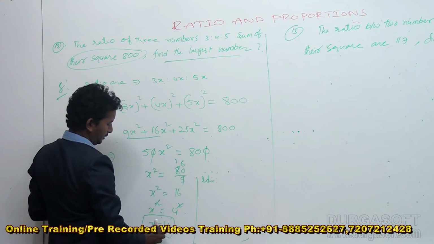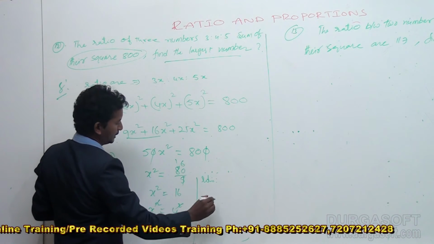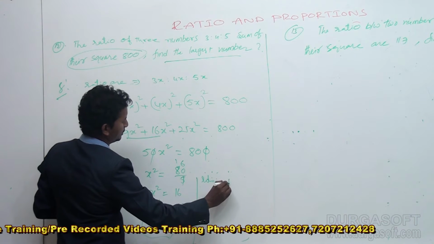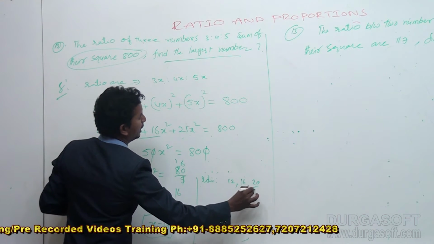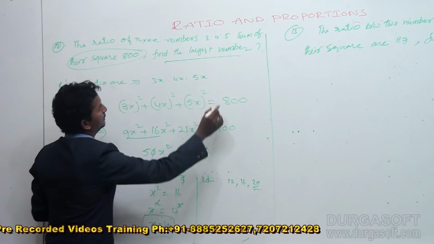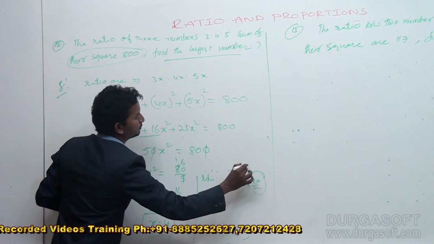Now here the numbers are like this: 12. Now first one is 12, second one is 16. Now second one is 13. The largest number is here 20. The largest number is 20.